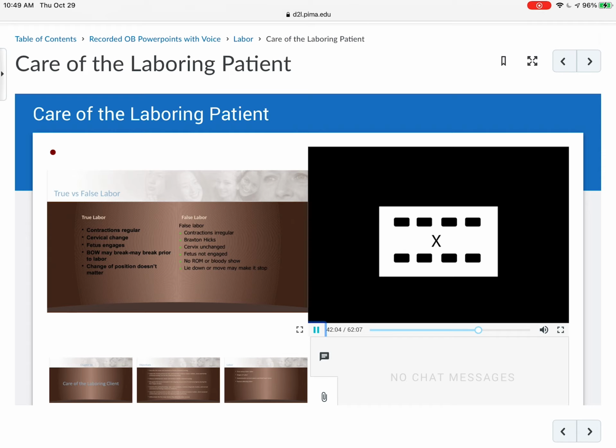So sometimes they come in with the bag of water broken. They're not necessarily in labor, but we may induce them. False labor is just Braxton Hicks contractions. They may be irregular. They may stop if you lie down. They may be inconsistent. The fetus may not really engage. And the most important thing is they really aren't causing cervical dilatation. And even if they lie down, it may make the contractions stop. So that's true versus false labor.